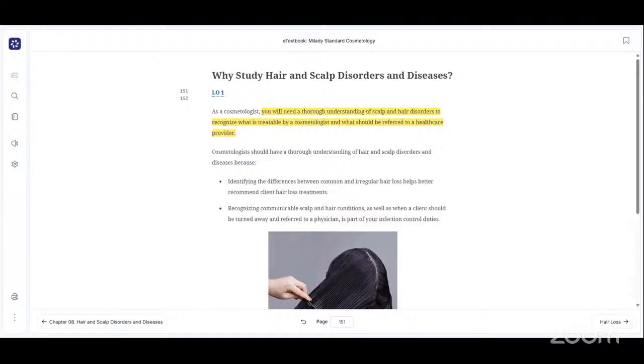You are considered the expert. So with you being considered the expert, you have to be ready for any question that will come. And you also have to ask questions, okay?